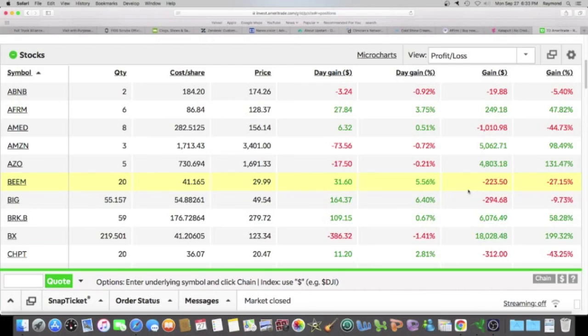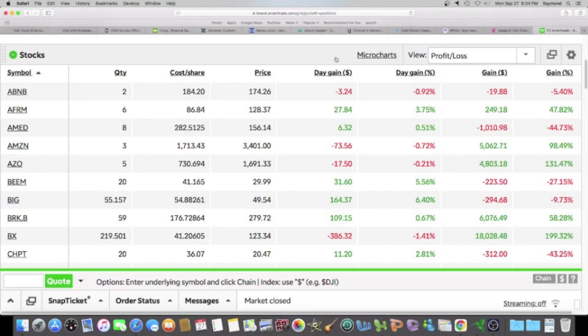And let me describe to you guys what you're looking at. So if you look over here to the left, it says symbol. This would be every stock that I own. Quantity, this is the number of shares of each stock. Cost share, you can think of this as the average price that I paid for the stocks. Price, this is the current price as of today.